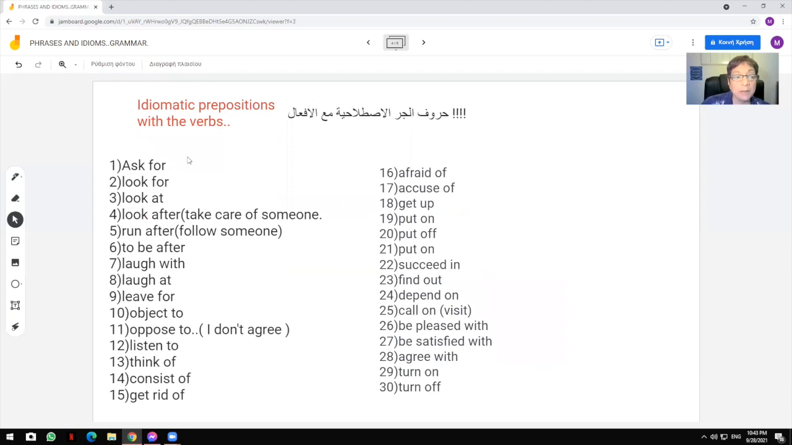Now, here we have idiomatic prepositions with the verbs. حروف الجر. الاصطلاحية مع الأفعال. Okay, I'm not so good in Arabic, I'm sorry. Okay, yeah, we have written it here for you. كتبنا لكم هنا بالعربي عشان تعرفوا لأن العربي بتاعي ضعيف.